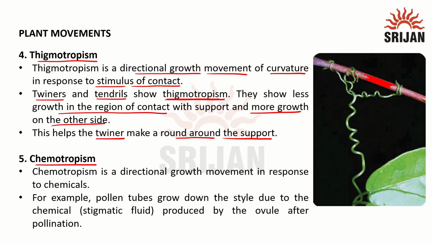Next is chemotropism. Chemotropism is also a directional growth movement in response to a stimulus such as chemicals. For example, a pollen grain which lands on the stigma will start germinating and grow down through the style to reach the ovule. This is due to the chemical or the stigmatic fluid which is produced by the ovule after pollination.